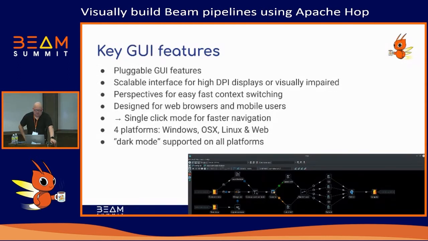And the user interface is also something that's been completely rewritten from scratch a few years ago, and we wanted to provide a better experience for high dots per inch displays and the visually impaired. So if you want to have really big characters on your screen, that's possible. The rest of the GUI will follow, and all icons and everything will scale up, and that's really important. In the age of 4K displays and 8K displays, it's just horrible to have these really tiny icons, right? And yeah, we support 4 platforms: Windows, OS X, Linux, and web.